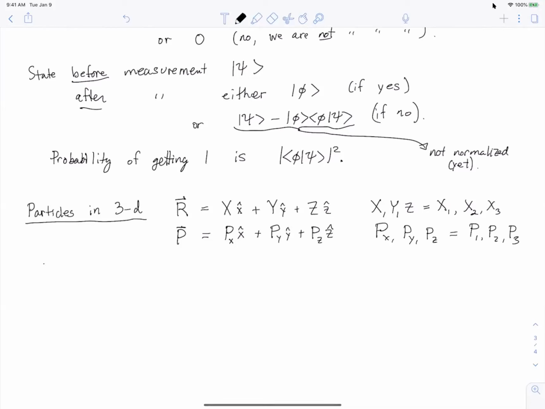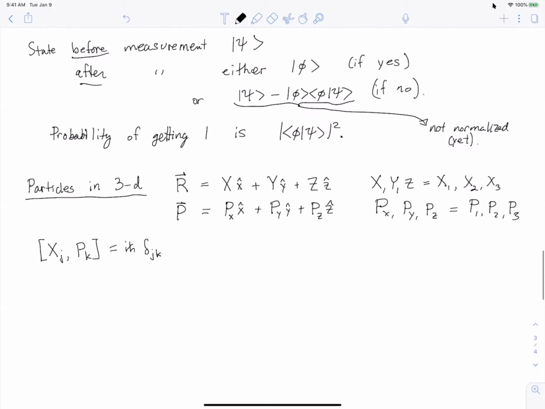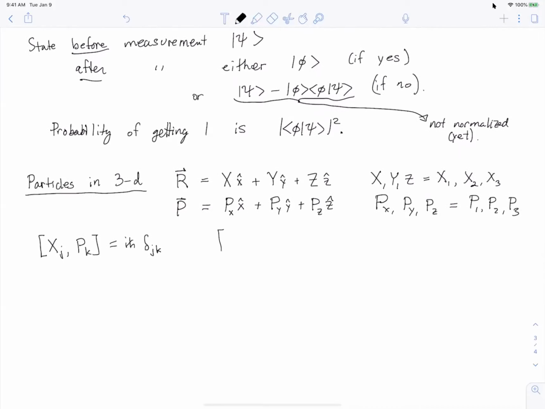And so in particular, the commutation relations are that for any one of the position operators and any one of the momentum operators, you get i h bar, but only if the 2 indices are the same. So that's the Kronecker delta. That says if the indices are not the same, then you get 0. Okay, and any position operator commutes with any other position operator. That commutator is 0. Any momentum operator commutes with any other momentum operator. That commutator is 0.